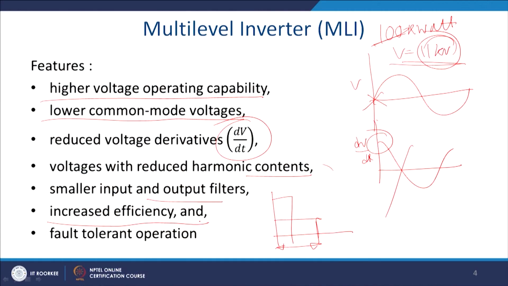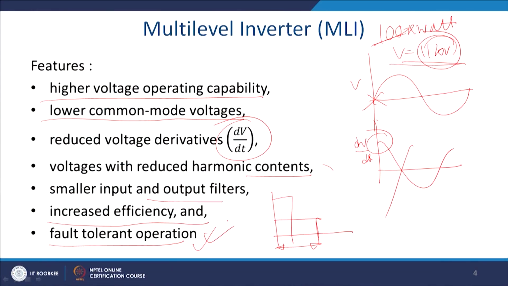And thus it increases efficiency, and fault tolerant operation is also possible. Mostly it is a feature of the capacitor clamp inverter, where we can find redundancy: if some switch is not working, that particular voltage can be generated by combinations of the other switches. So, that is the redundancy or fault tolerant capacity that can be incorporated into the multi-level inverter. These are a few features of the multi-level inverter.